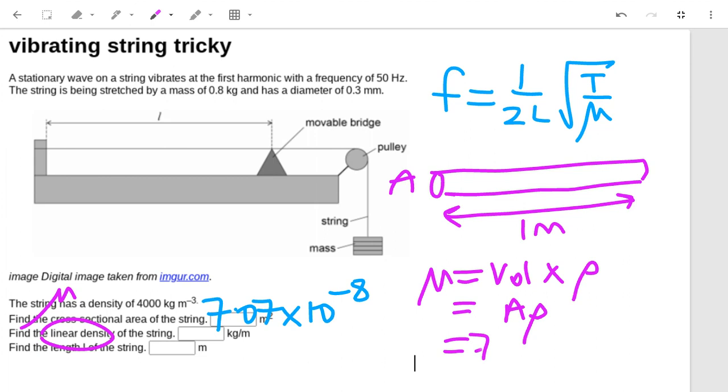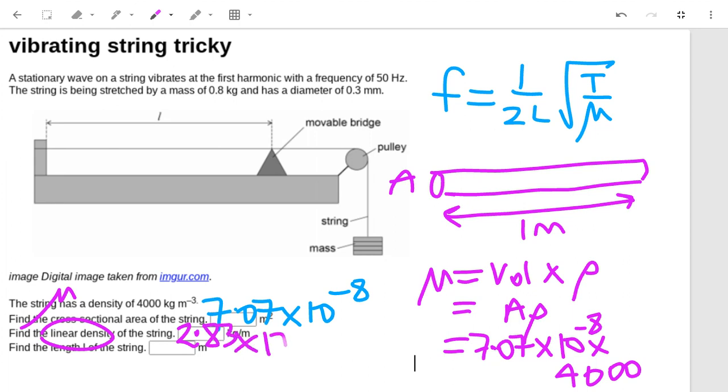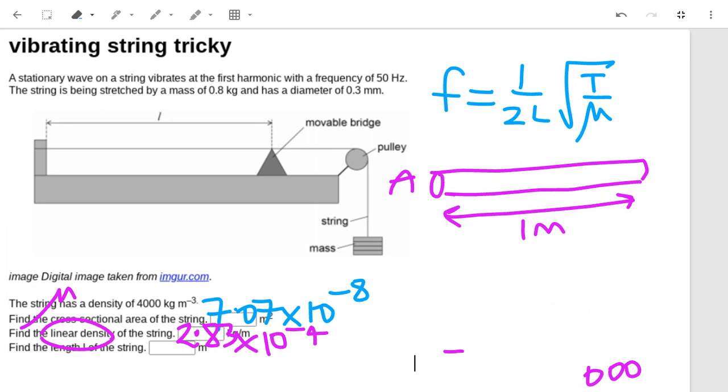So I take my previous answer, 7.07 times 10 to the minus 8, and multiply that by the density, 4,000, which is already in the correct units. That gives me a linear density of 2.83 times 10 to the minus 4 kilograms per meter, which seems okay. Less than a gram, I suppose.